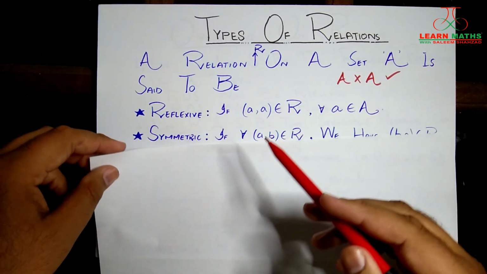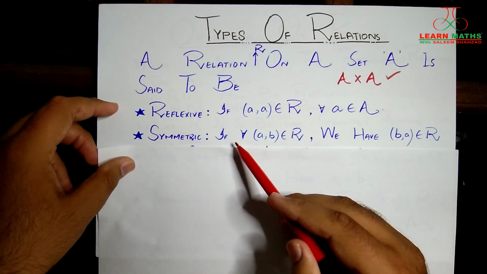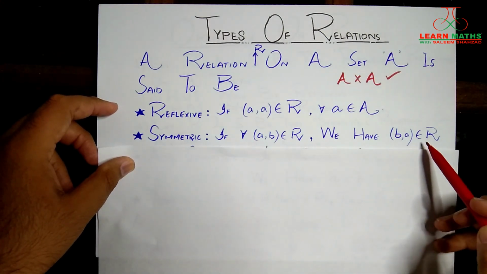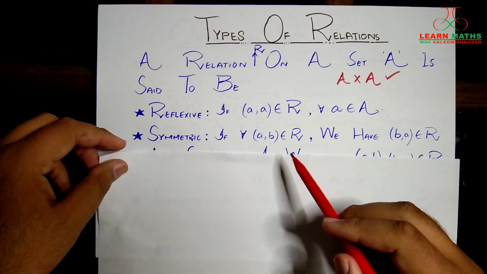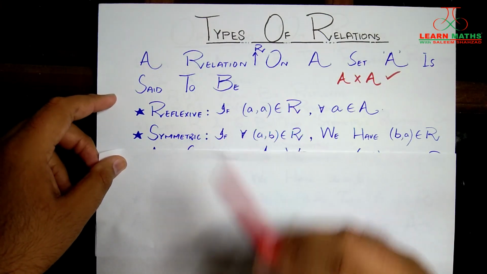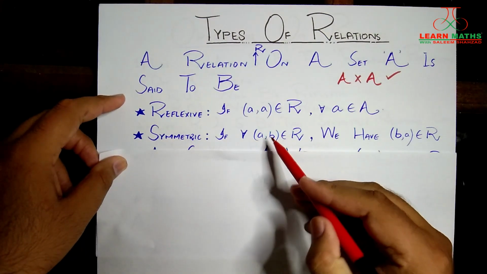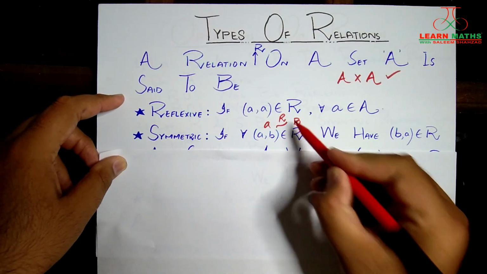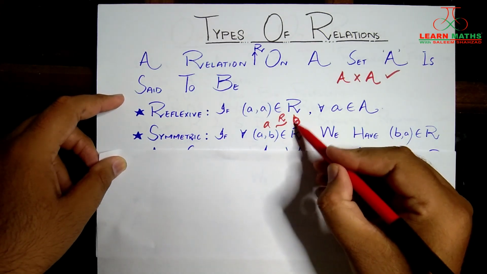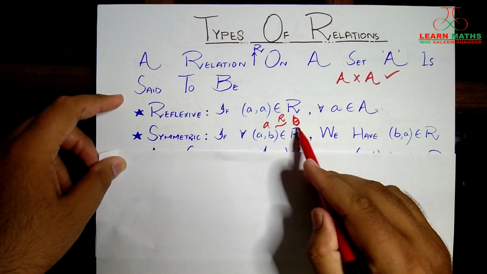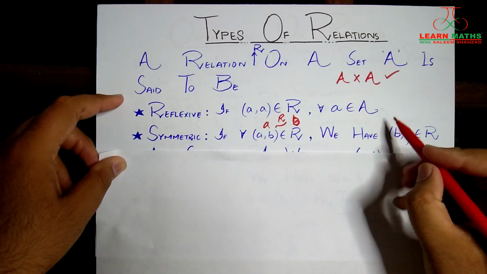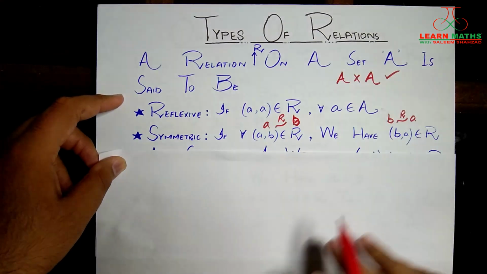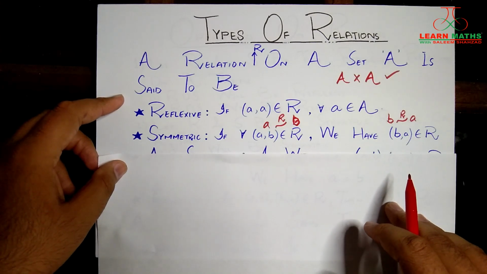The next one is symmetric. Here we say that if for all (a, b) belonging to R, we have (b, a) belonging to R, then R is said to be a symmetric relation. Now what does it mean? It means that if a is related to b under R, then b should also be related to a under the same relation R.